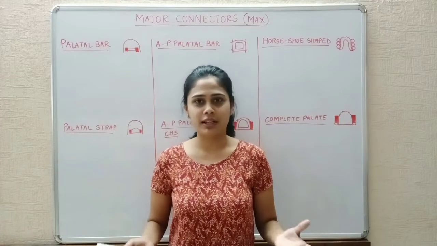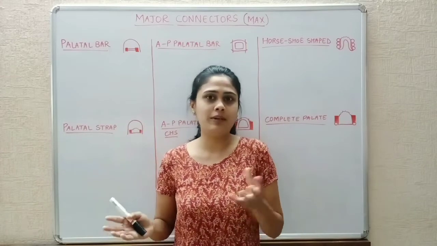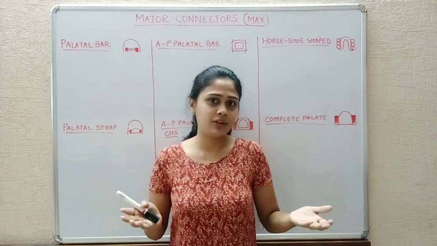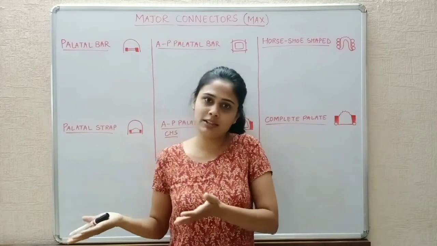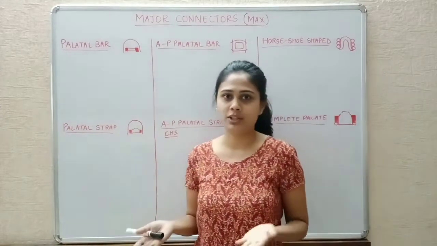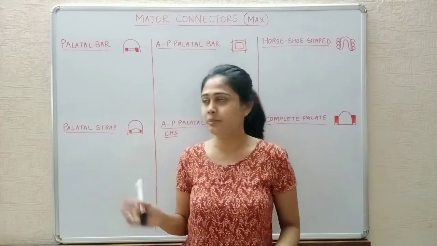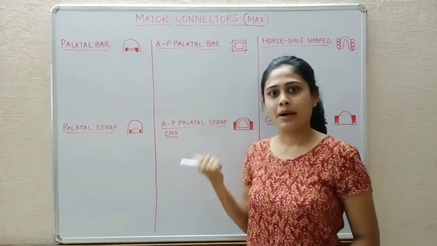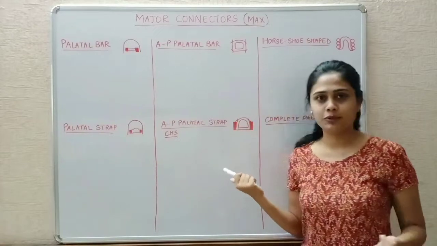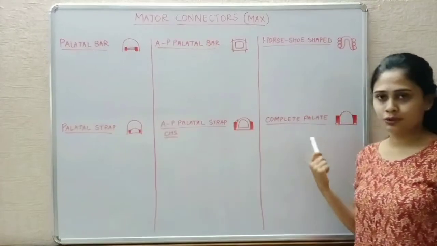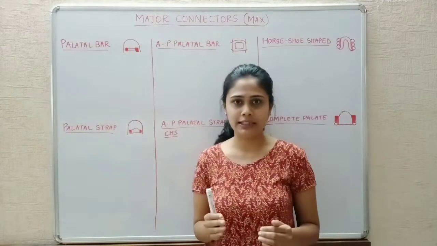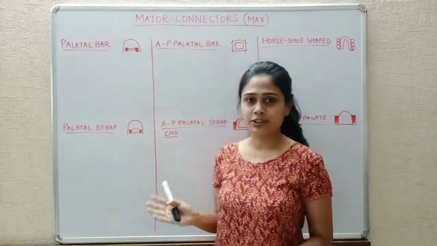So what is a major connector? It is that part of a removable dental prosthesis which joins the components of one side of the arch to the components of the other side of the arch. Today we will be discussing maxillary major connectors and there are 6 basic types. First, palatal bar, palatal strap, then anterior posterior palatal bar, anterior posterior palatal strap, horseshoe shaped palatal bar and complete palate. So we'll look into each one's detail and today we'll make it easier to learn.